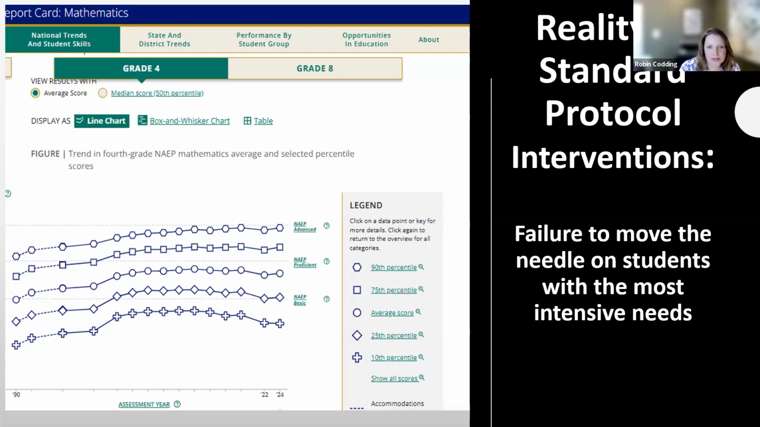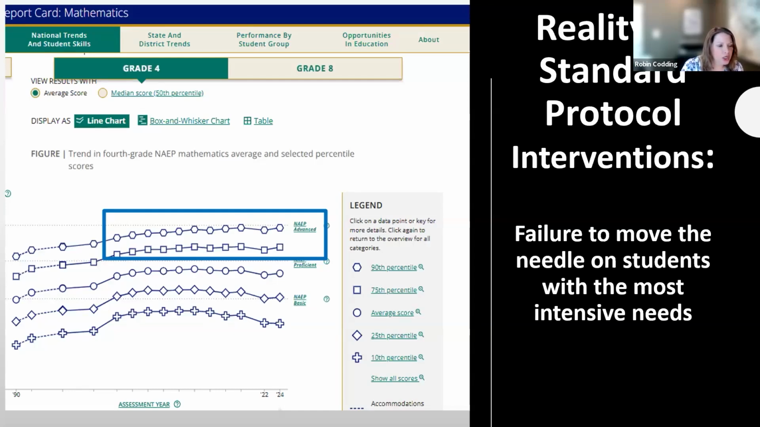The hexagon represents the 90th percentile at the top. The 75th percentile is represented by the square. The circle is the 50th. The diamond is the 25th. And the plus sign is the 10th percentile. So you can see this pattern. The highlight of this graph is looking at the year 2022 and 2024. The prior assessment is 2019. And then you can see the range of scores over time.